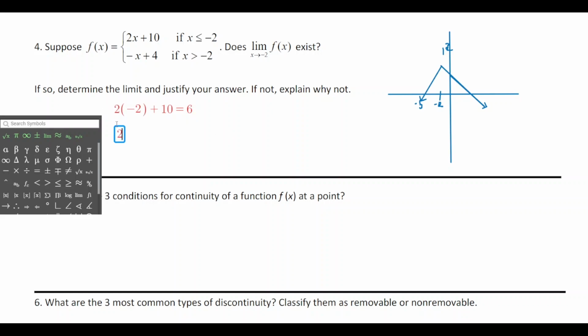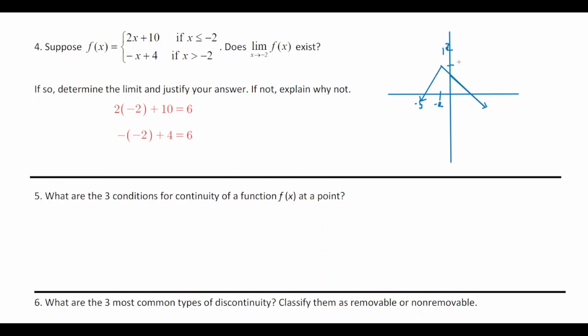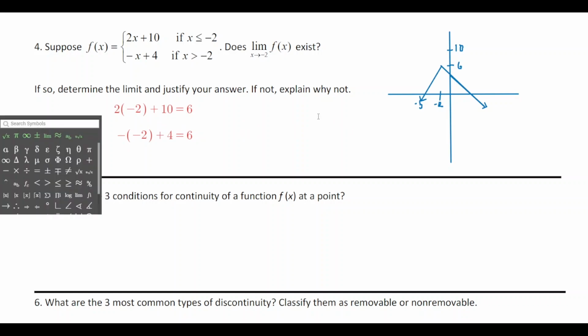And then -(-2) is +2, plus 4 is also 6. So yeah, these both equal 6. That means this intersection is occurring at 6. Maybe I'll just write 10 here a little bit clearer so you can really see what I'm saying. Okay, so since both of these are the same, then yes, the limit does exist. We can say yes.